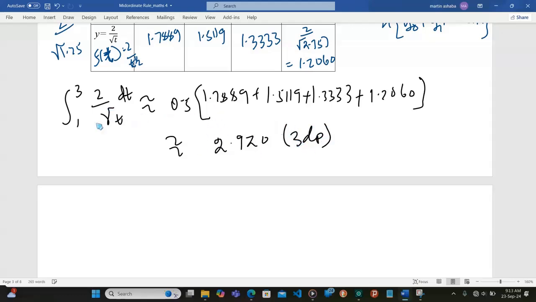If you want to go ahead and integrate this, substitute in these limits and find the value. It is always going to be approximate. It is not exactly this, but it is approximately equal to this. Therefore, the mid-ordinate rule has been used to approximate the integral of 2 over root of t with respect to t, from t equal to 1 up to t equal to 3.